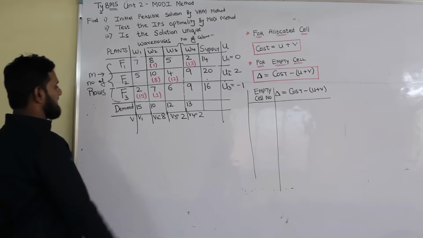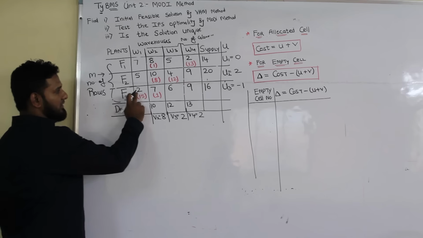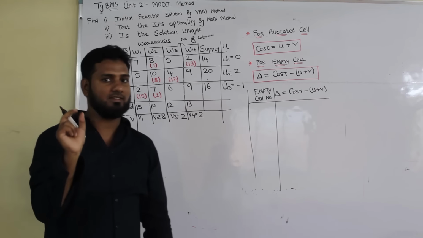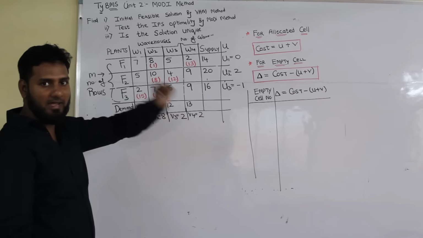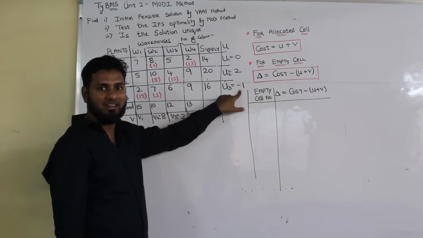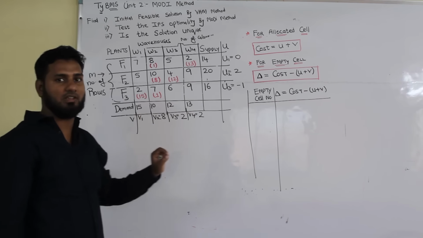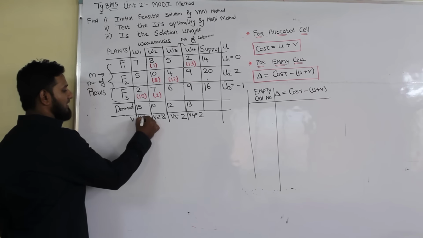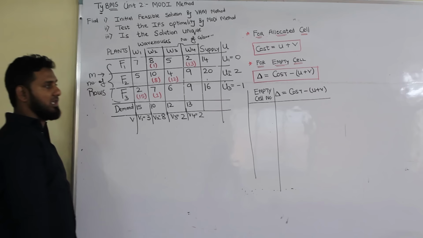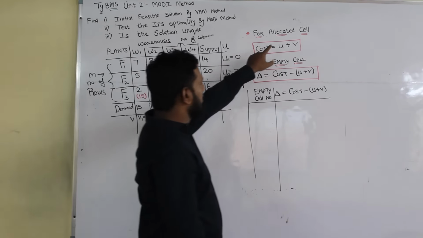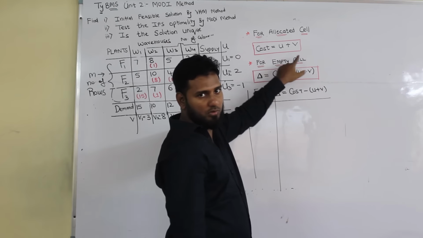And the last one we got 2 over here. Here we got minus 1. So basically the formula is to minus. So 2 minus of minus 1. Minus minus will make it plus. So 2 minus of minus 1 is plus 1. So 2 plus 1 we will write as 3. That completes the allocated cell equation, cost equal to U plus V.